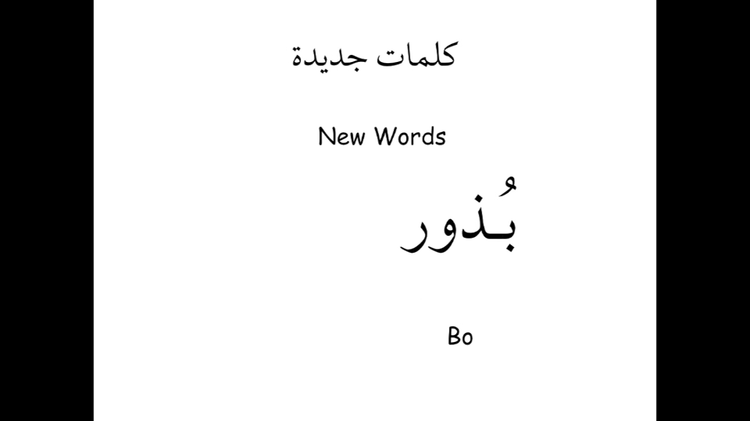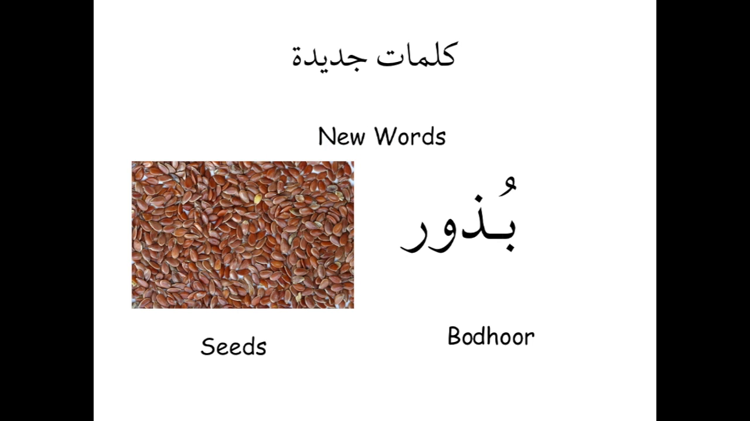Next word. A ba with a dhamma is bu. Then a dhal followed by a waw without a modifier, which makes the waw a long vowel, makes it dhu. And then a ra, r. That makes the word budur. Budur. Which means seeds.